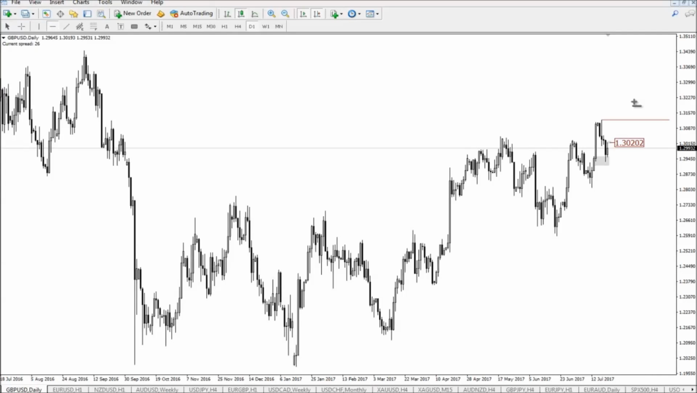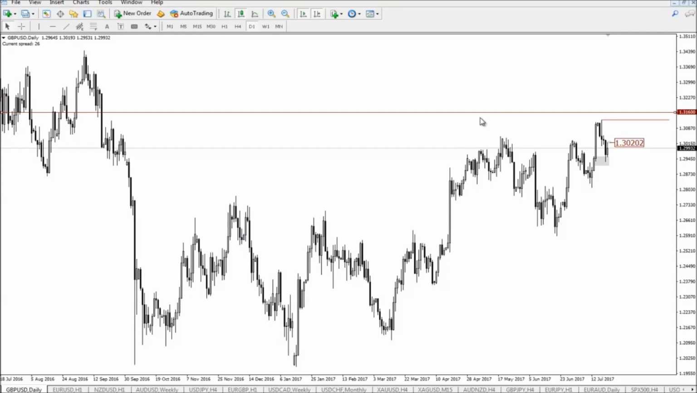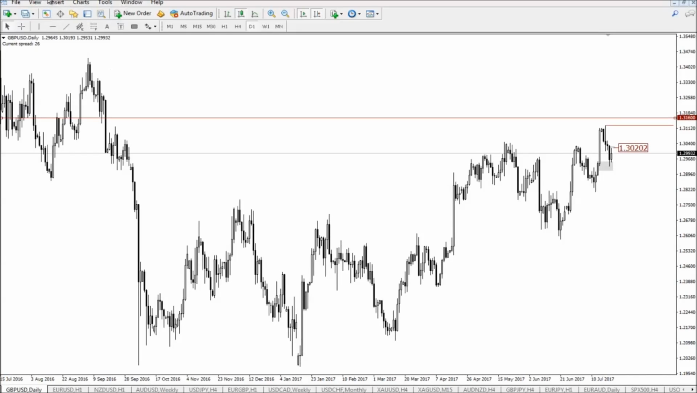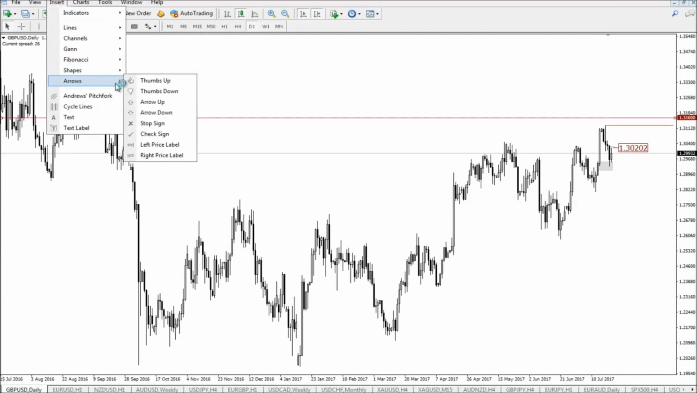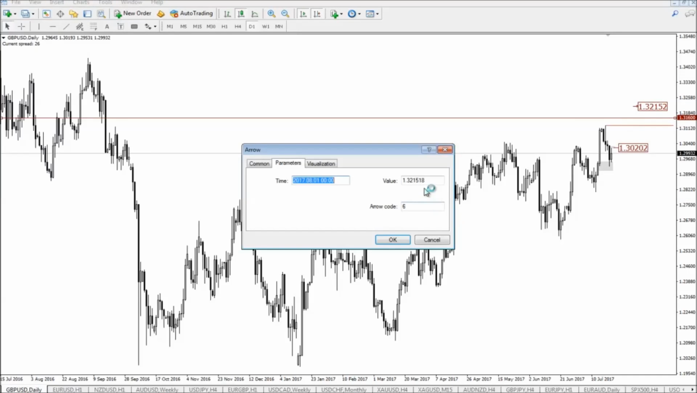So 131.60 is a nice target for me. If we get above the 131.60, then I believe we will go a lot higher, and we probably start targeting these highs here, which I do believe is going to happen anyway. But I'm just pointing at short-term targets, you know. 131.60.